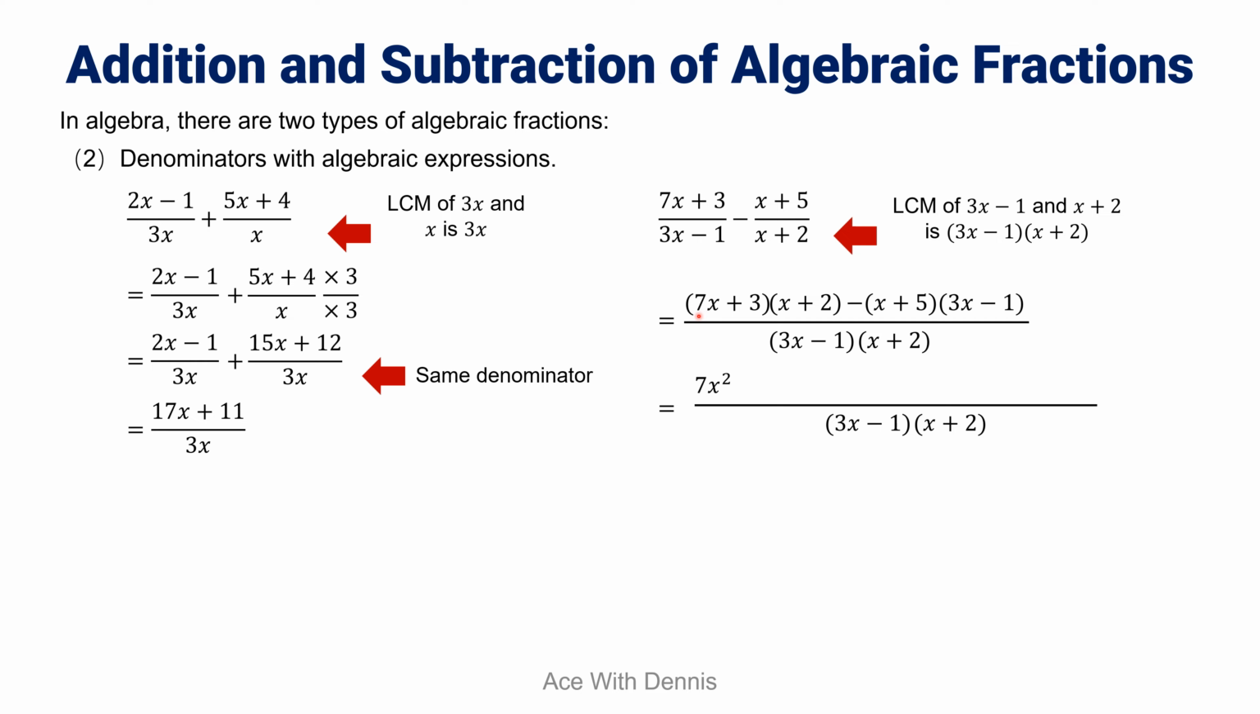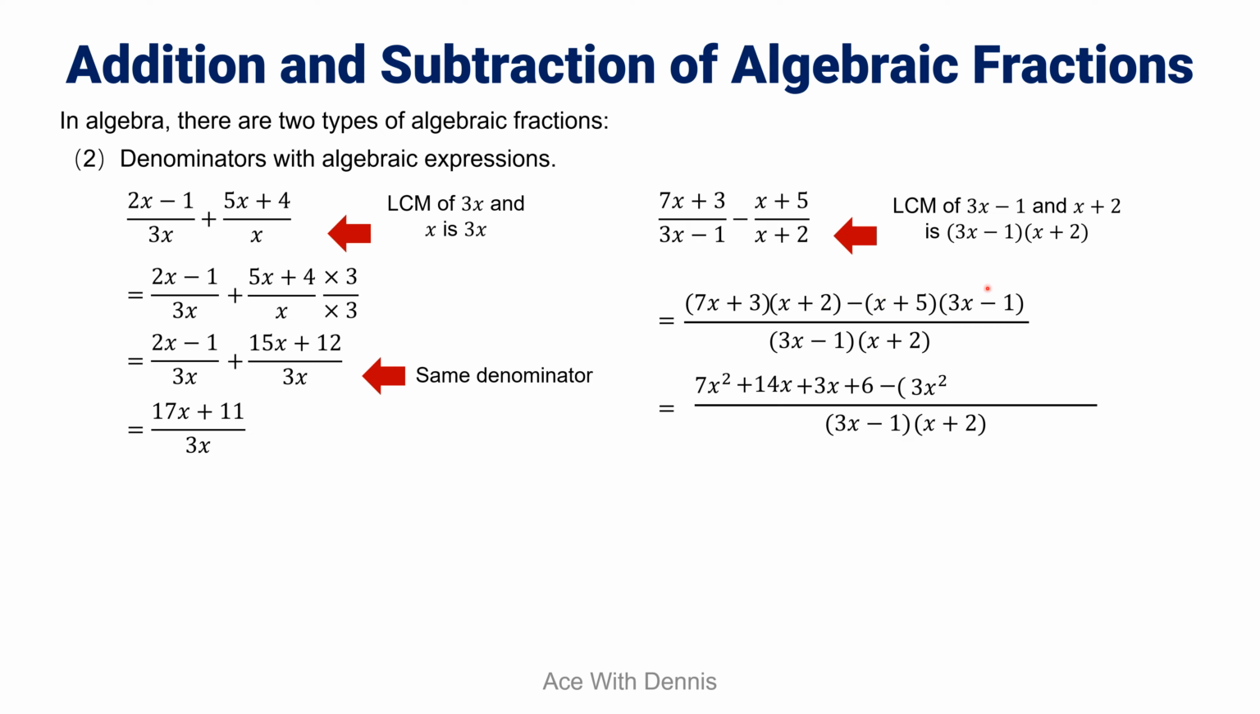So now from here, 7x times x, we get 7x squared. 7x times 2, we get 14x. 3 times x, we get 3x. 3 times 2, we get 6. The minus, from here you have to be careful. You have to be very clear. You want to expand the bracket first, then you involve the minus sign. So we just put a minus, then we start to write the bracket.